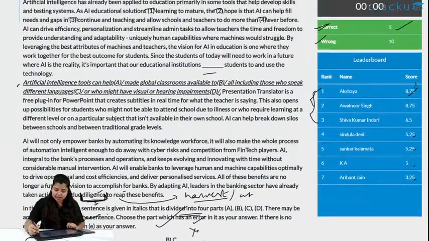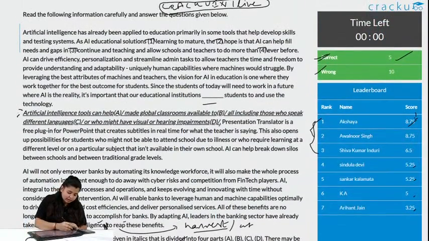Let us see what is the sentence. It is given in italics, marked here A, B, C, D. Now, just read, it is an error detection, simple thing. Artificial intelligence tools can help made global classroom. So, made, I found your first thing. Let us see the next one. Maybe this is correct. We need to check the tense.